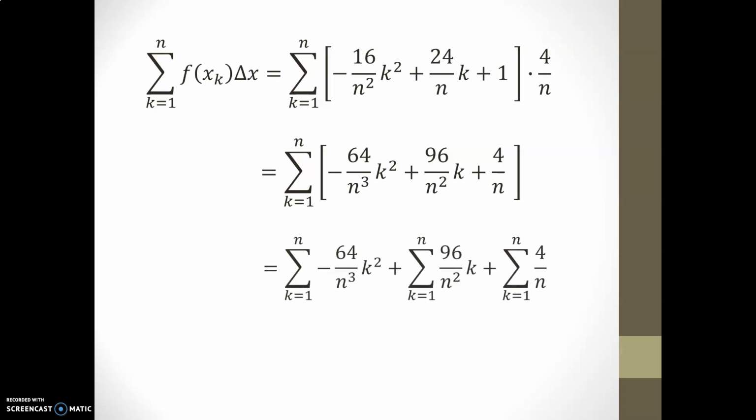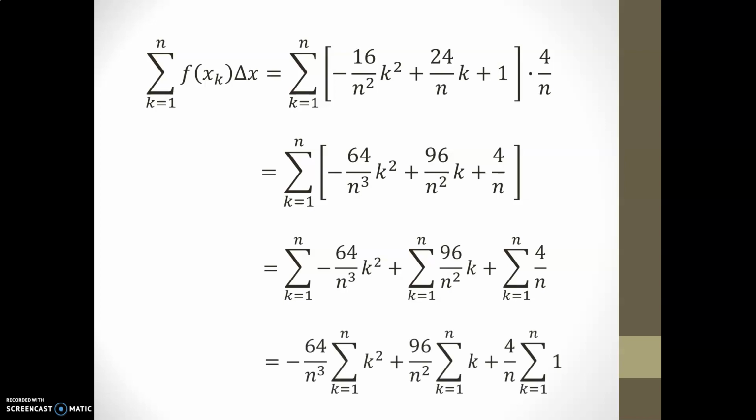Properties of summations allow us to split terms of a summation that are added into individual sums of summations. And we can even remove constants from the summations. In this case, since the summation variable is k, anything that is not a k, that includes constants like 64 and n's, are considered constants with respect to the sum and can be removed.